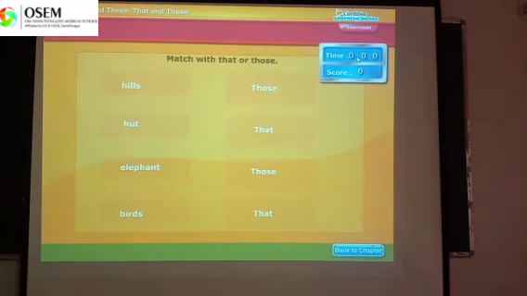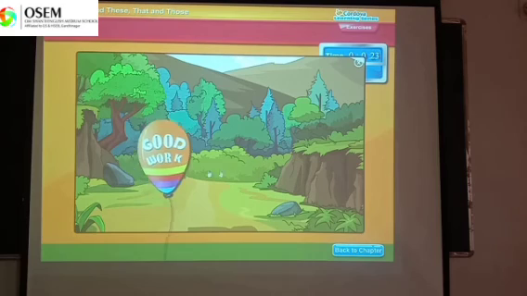Then exercise 3. Match with that or those. We use that with singular nouns. And we use those with plural nouns. So hills. Here we are talking about more than one. So we use those. Those hills.